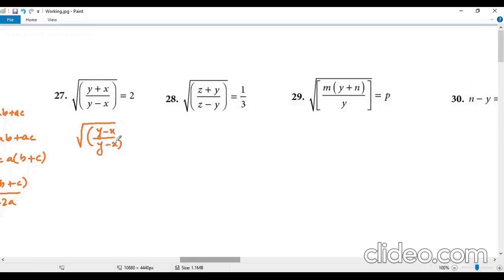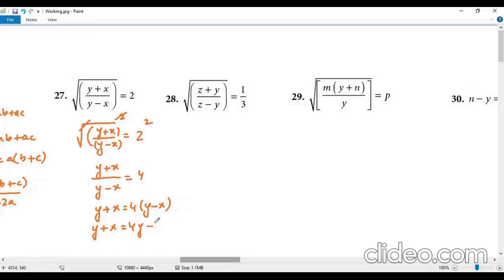I'm doing this 2 times, so 2 square, and this square is going to cancel this, so y minus x over y minus x, this one is a plus 1, equals 4. So 4 is going to be multiplied by y minus x. This is going to give us y plus x equals 4y minus 4x.